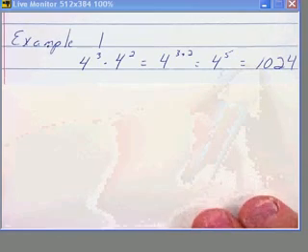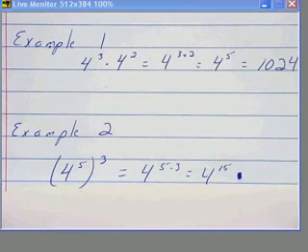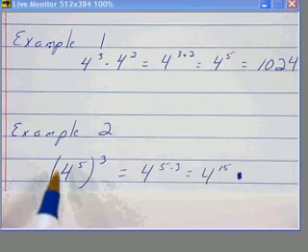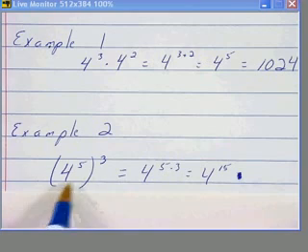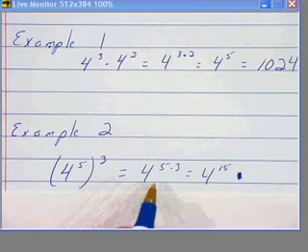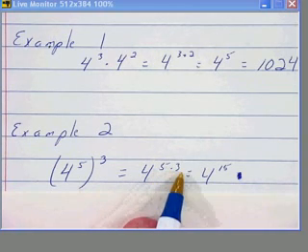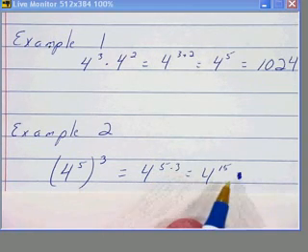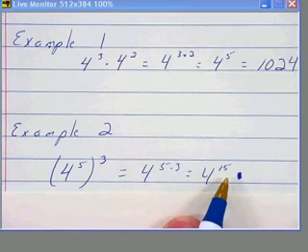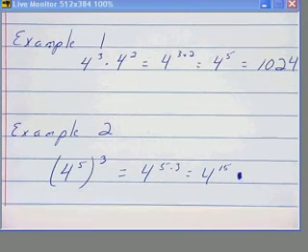Okay? Second example is the power of a power property. 4 to the 5th raised to the 3rd power is the same as 4 to the power of 5 times 3, or 4 to the 15th power. Now I didn't simplify it any further than that because 4 to the 15th power is a very large number and there's no sense in writing it that way. It's easier to write it as 4 to the 15th.